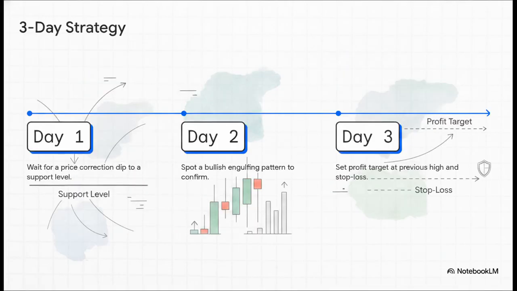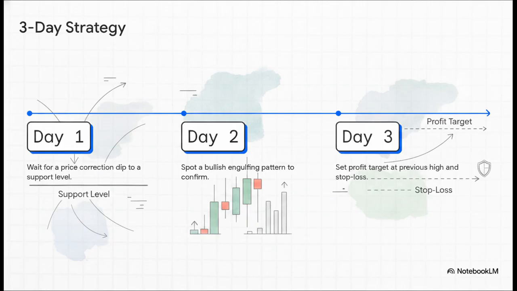Let's walk through exactly what a simple, small account strategy looks like chronologically on a daily time frame. Day 1, it's all about patience. You spot a trending market and you wait for a price correction. You're looking for that dip down to a key support level or a moving average. Don't just jump in. You wait for Day 2, confirmation. This is where you're hunting for a clear signal, maybe a bullish engulfing candlestick pattern, or a nice bounce in volume to confirm that buyers are actually stepping back in.